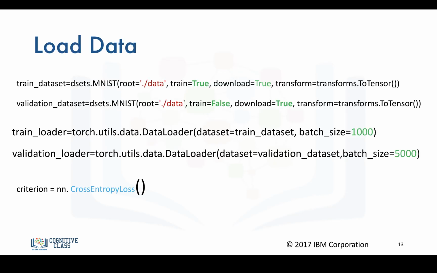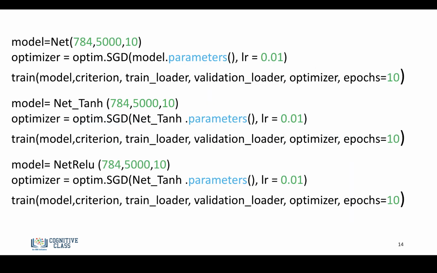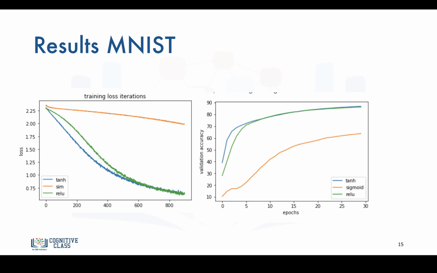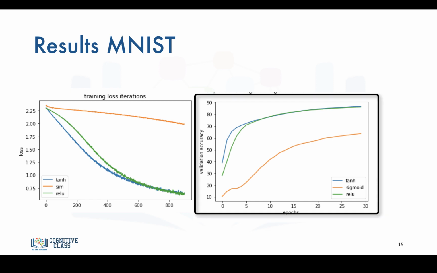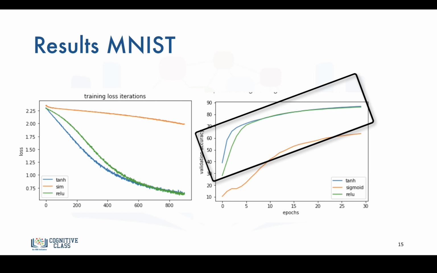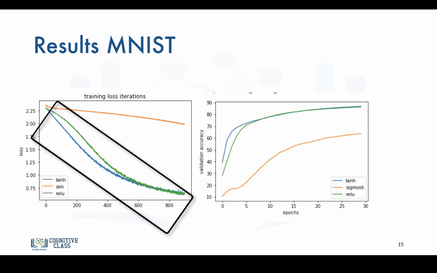So let's compare different models. And everything is pretty much the same as before. But this time we'll create a model for each of the activation functions as follows, and we'll train our model, and you can see this in the lab, and we can compare our results. And we see that for the validation accuracy, the Relu and Tanh functions performed best, and same with the training loss for the different iterations.